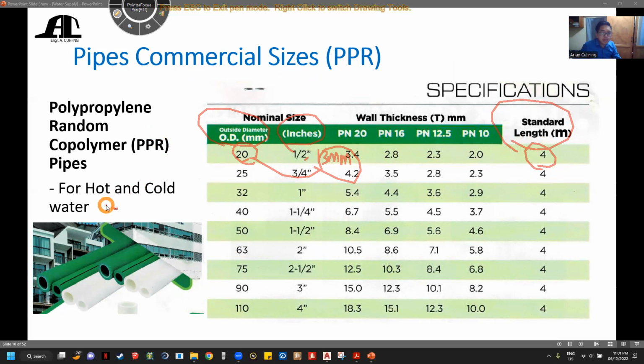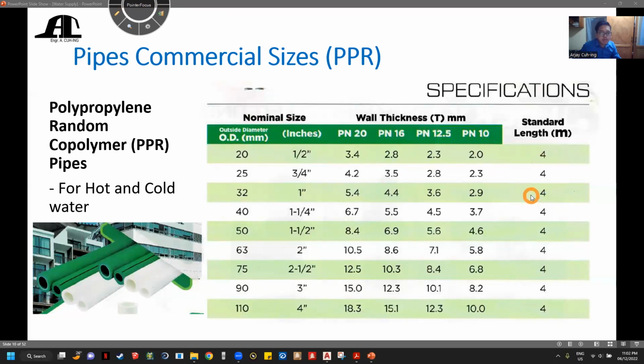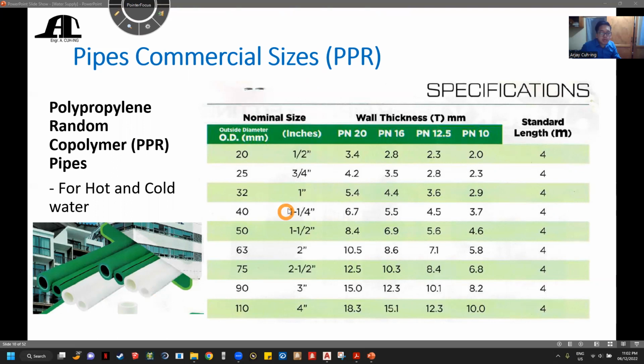So, aside from PPR able to handle hot water, it also has a commercial size of 4 meters. Compared to sa PVC natin, again supposedly it can only house cold water. Ito naman it has a commercial length of 3 meters. Okay? So, as you can see class if you compare in terms of the outside diameter to yung inside, parehas lang. Ang pinaka-difference na lang nila class is yung length nila. Mas mahaba class yung sa PPR. Okay? Tapos again class, second difference is the color. So PVC are colored blue while PPR are colored white.